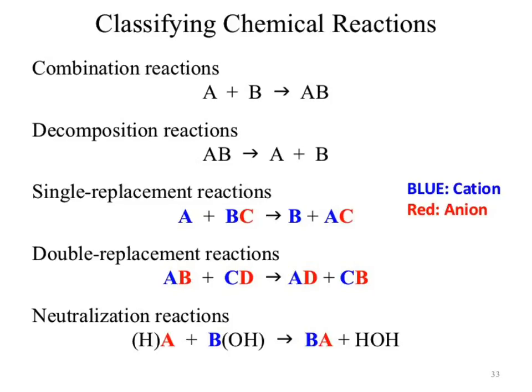Okay. Notice when we move to the single replacement, double replacement, and neutralizations, that I'm still using our letters A, B, and all that fun stuff, but I've added an extra layer of information. The blue letter is our cation, the red is our anion. So we have an added layer of information going in on our single replacement, double replacement, and neutralization reactions.